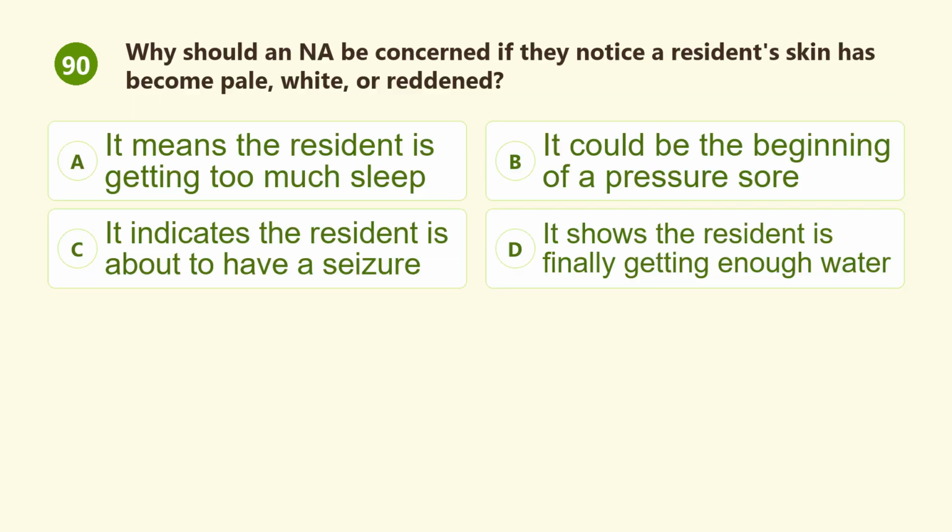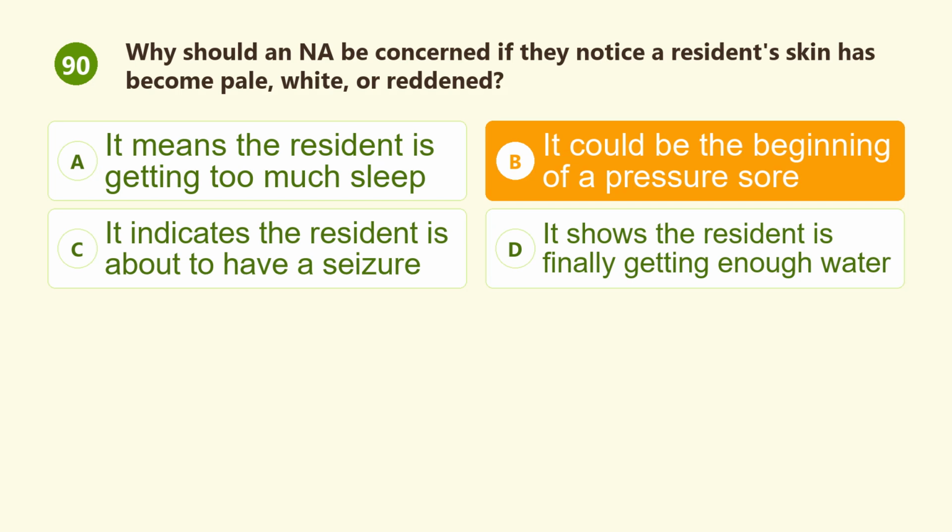Question 90. Why should a NA be concerned if they notice a resident's skin has become pale, white, or reddened? Option A. It means the resident is getting too much sleep. Option B. It could be the beginning of a pressure sore. Option C. It indicates the resident is about to have a seizure. Option D. It shows the resident is finally getting enough water.